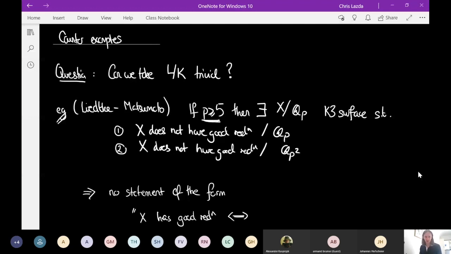And this looks a bit disappointing because it basically says that there's no hope for getting any statement of the form: X has good reduction if and only if some invariant has unramified G_K action. There's just no hope that any statement like this is true, because if you take this example here, any invariant of it you write down is going to have an unramified Galois action.